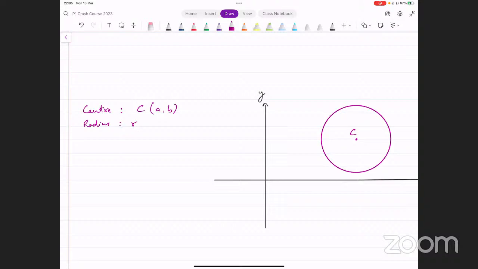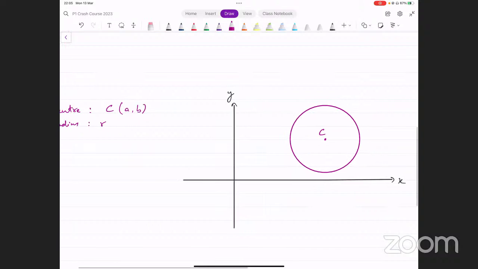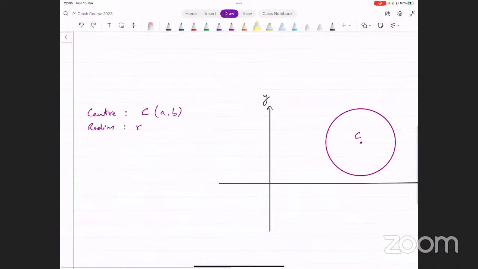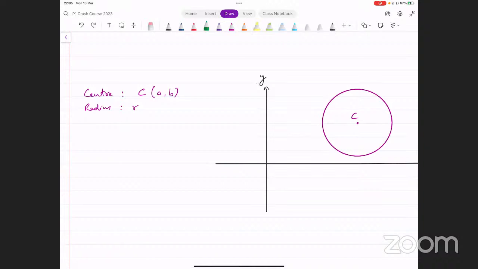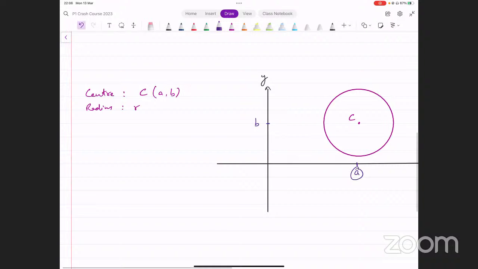Now, how can we write down an equation for the circle such that the equation would represent every point on the circumference of the circle? Let's think about this. The coordinates of the center are A and B. So this is point C. The x coordinate of C is going to be A, and the y coordinate of C is going to be B.